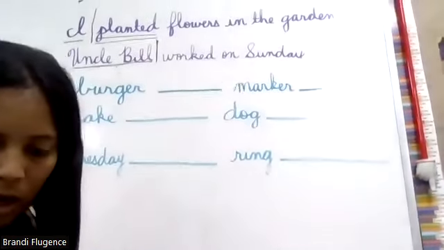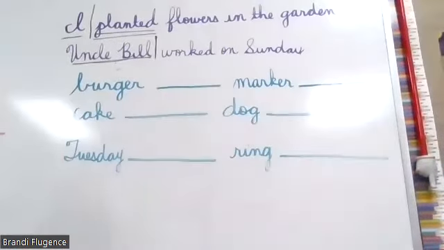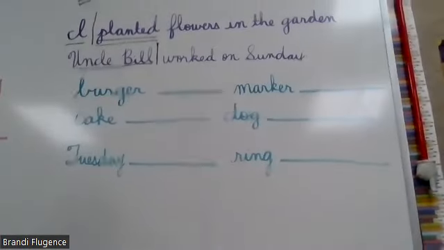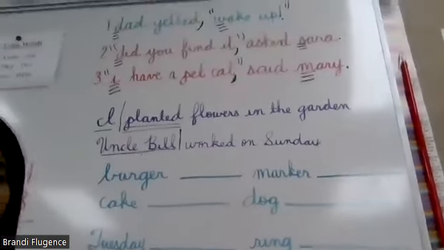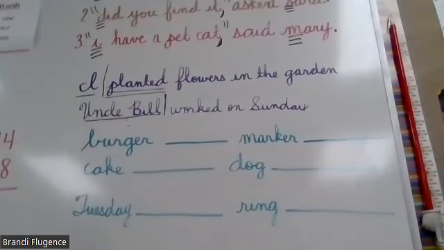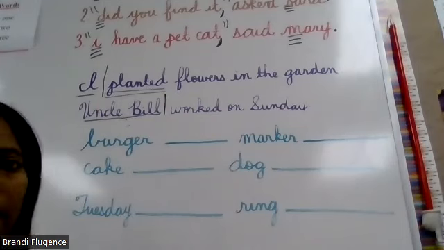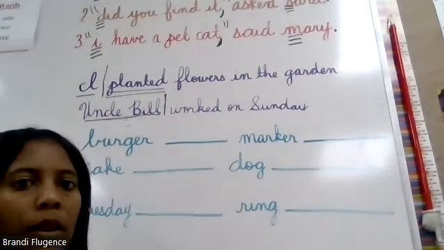Let's go over our definition. What is an adjective? An adjective is a word that describes a noun. An adjective is a word that describes a noun. Adjectives are describing words. They give us a picture of the noun.